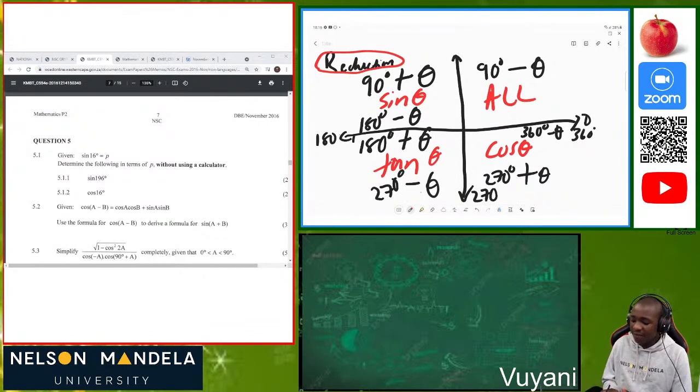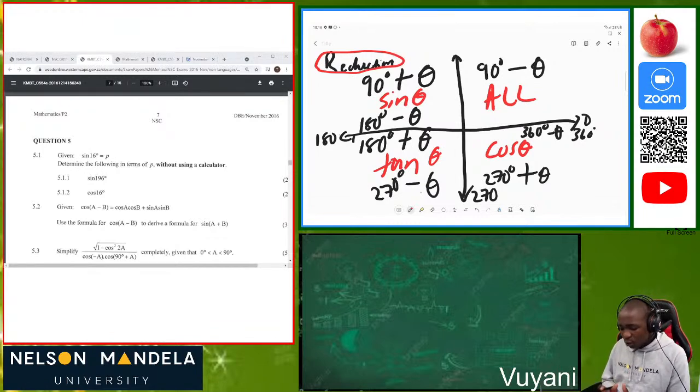So in other words, if you are given sine of 360 degrees minus theta, you end up having negative sine theta because it is in the fourth quadrant, and only in the fourth quadrant, only cos is positive. Other trigonometric ratios are negative. All of them are negative.